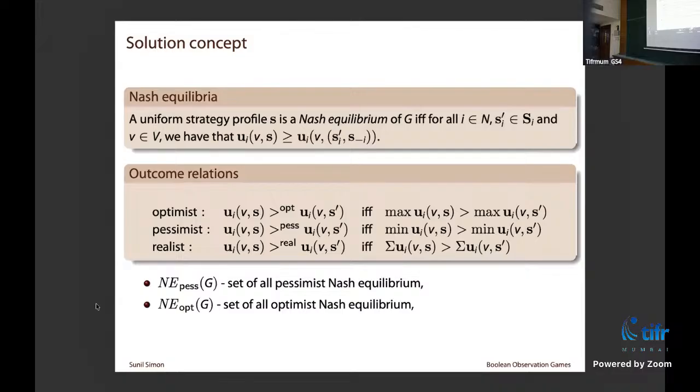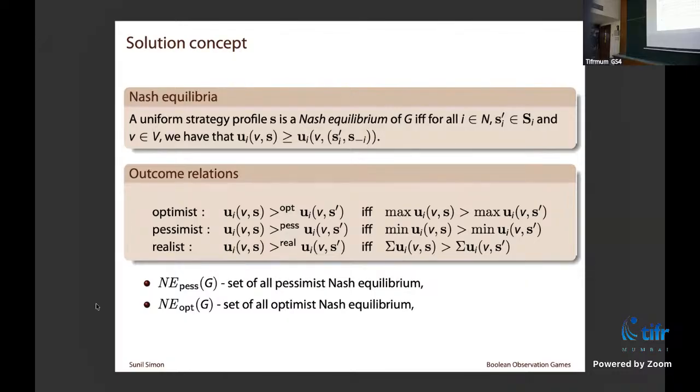This we denote as the optimist rule. Of course, you can look at the min of the vector, so that is the pessimist rule. You can use anything, as long as you can give a comparison between these tuples. Once this comparison is defined, you can look at the set of Nash equilibria based on whatever outcome rule you get. So for pessimists, this would be the set of Nash equilibria. For optimists, something like this would be the set of Nash equilibria, and so on.